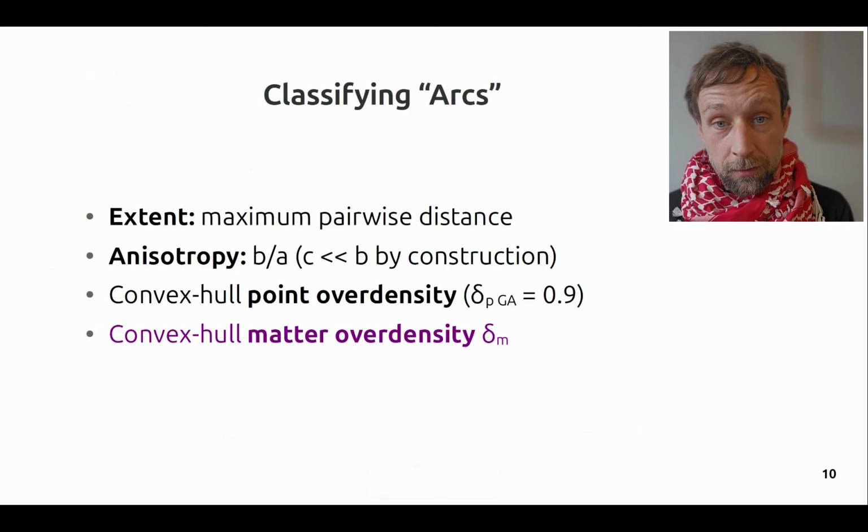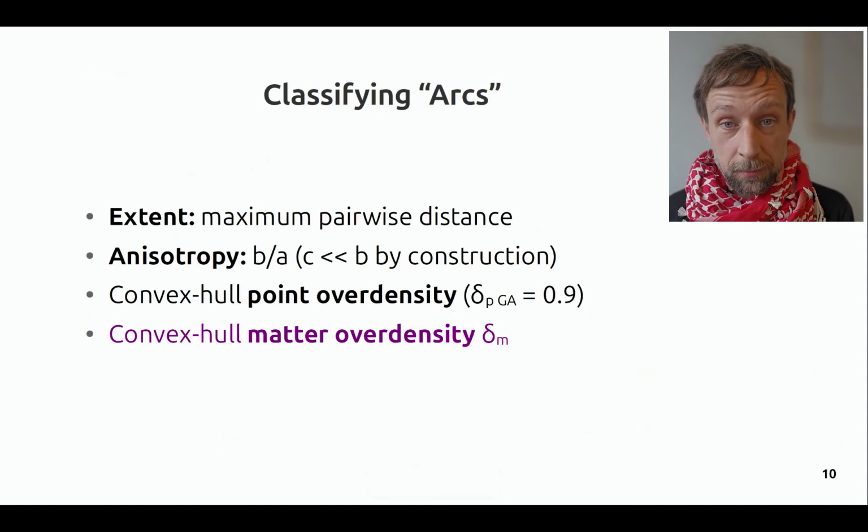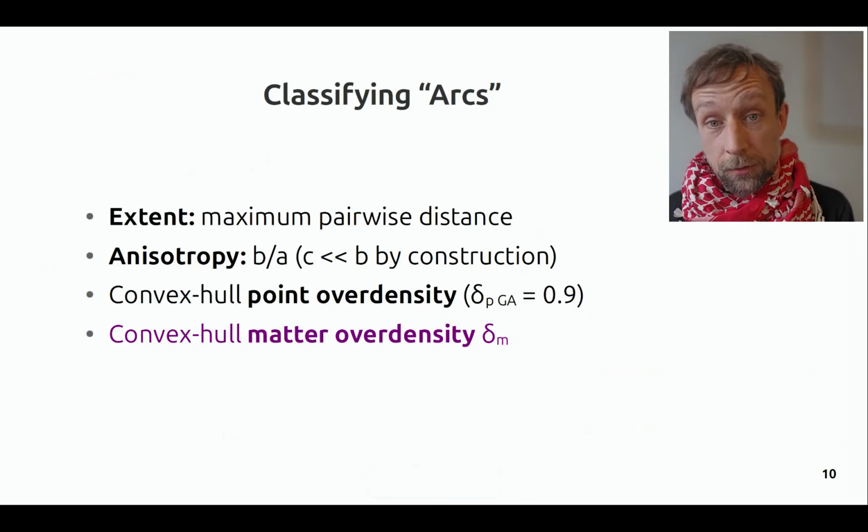And then we measure the convex hull overdensity. So we draw a convex hull around every friends-of-friends group and measure the density of points within that and compare that to the average density of points in the slice. This is exactly how it was done in Lopez et al. And then we also measure within the same convex hulls the matter overdensity.